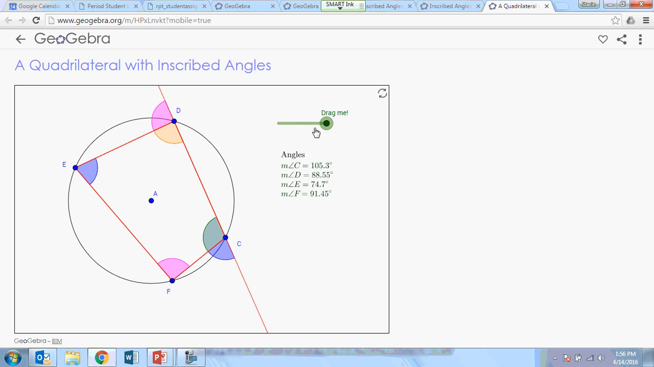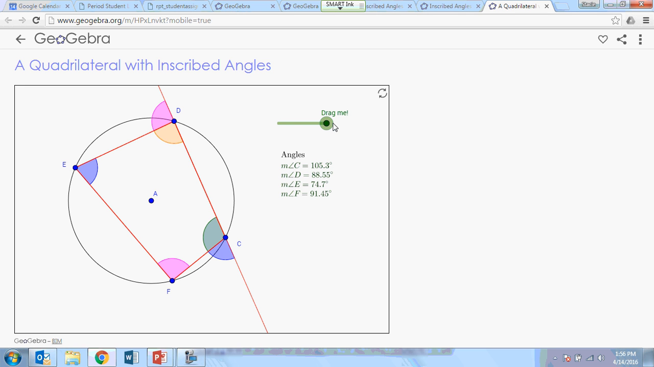All right, so let's think about that. Which two angles are those? F is pink. Okay? Is it C and D? Are the orange and green? Okay, so the pink went to the orange's side, so pink and orange are supplementary. Blue and green are supplementary.